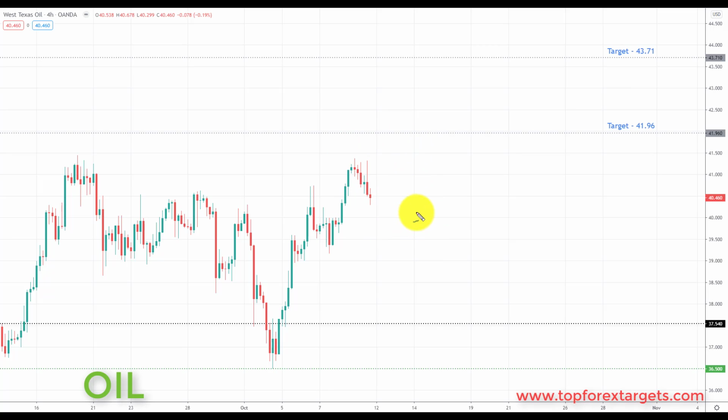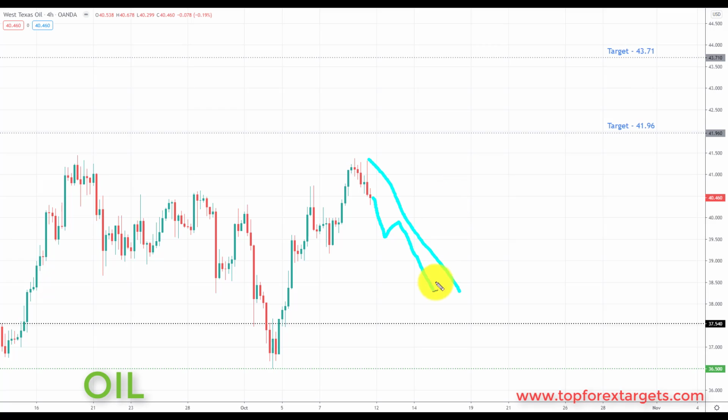So what we'd like to see in this market next week, if we're going to go long and trade this market, is the market pulling back first to give us good risk to reward setups to the 41.96. Any correction in this area next week in crude oil is going to be viewed as an opportunity to start to look for bullish setups.